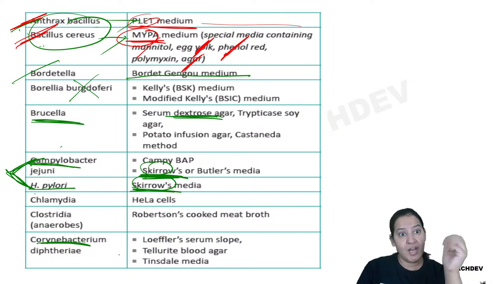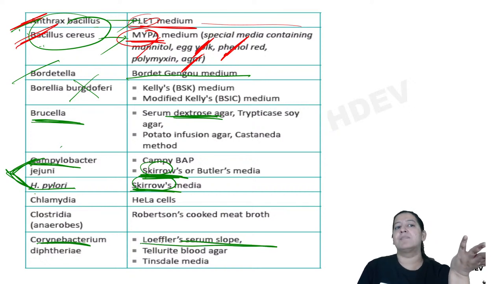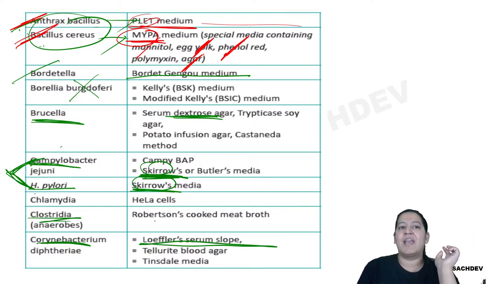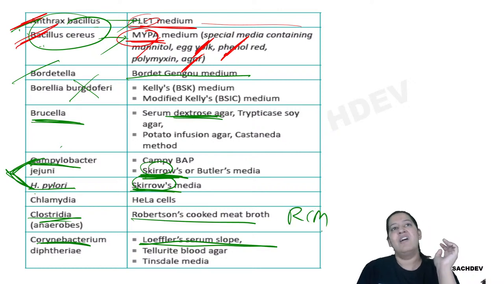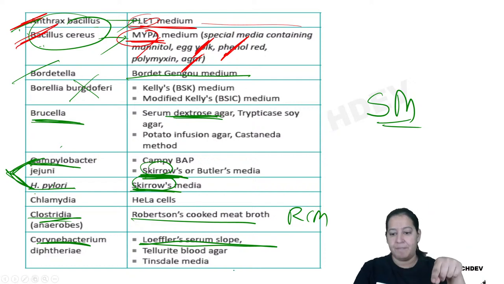And Corynebacterium ke liye we all know it is Loeffler serum slope. We cannot leave it. Clostridia ke liye RCM, Robertson cooked meat medium. We cannot leave it. So that is the special media for all bacteria. Page 1. This is page 2.